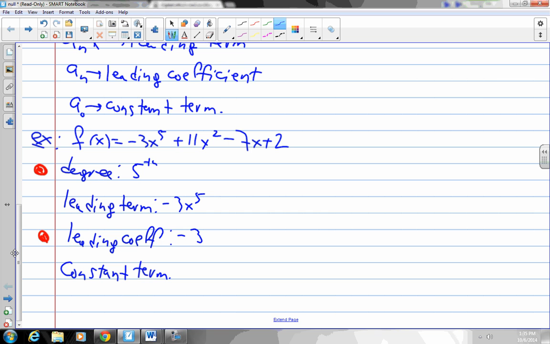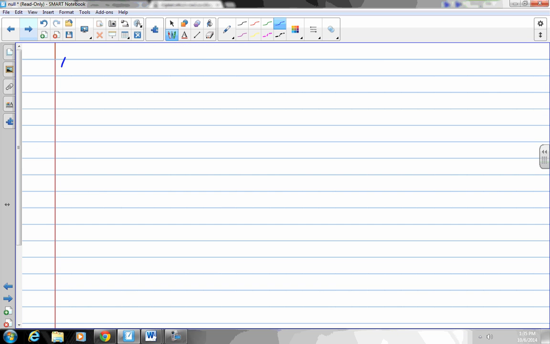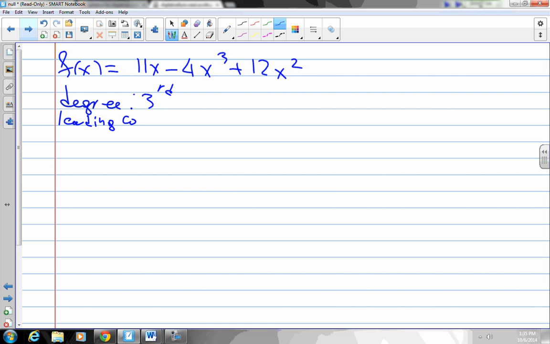All right. So here's another one. 11x minus 4x cubed plus 12x squared. Can you tell me the degree? Right, so degree is third. Don't fall for the trick. It doesn't matter which order, you go after the highest exponent. So what is the leading coefficient? Right, so the leading coefficient is -4.